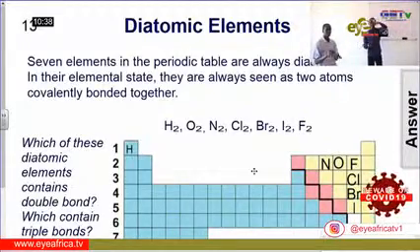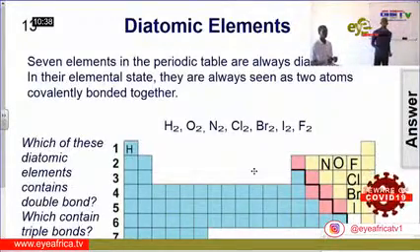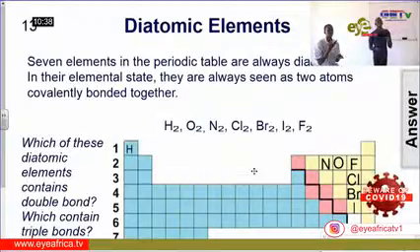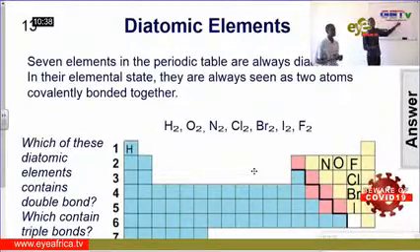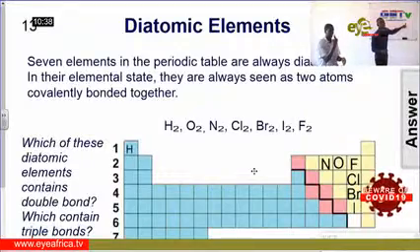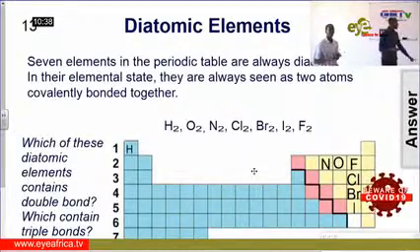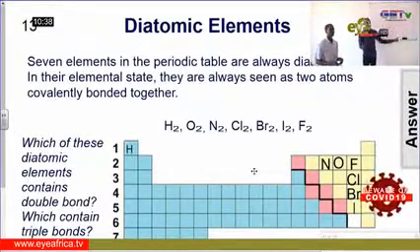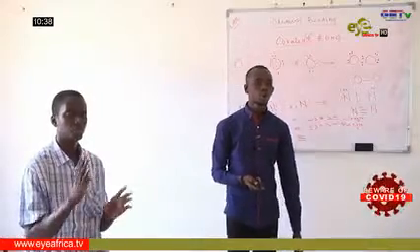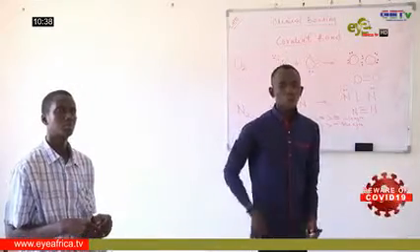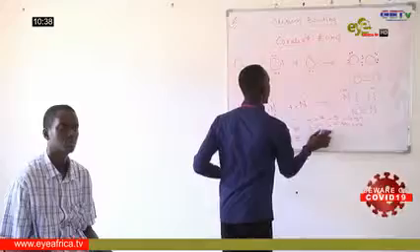Now, we don't want to go into details to draw all these, but the one with the double bond is the oxygen gas, that is the oxygen molecule, because we have seen the structure on this board. And the one which has a triple bond is the nitrogen molecule, and we have seen this structure on the board also.